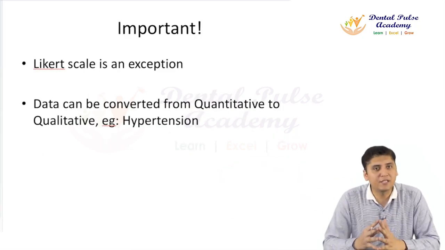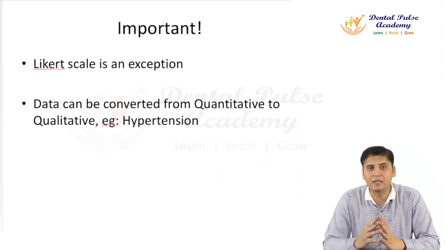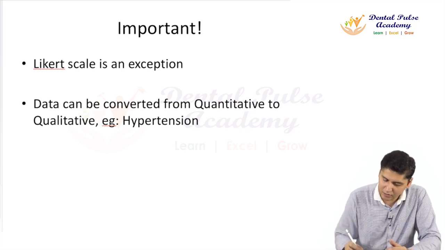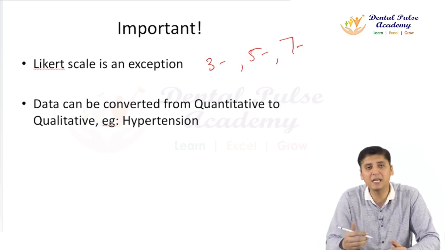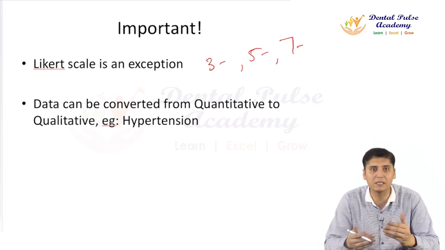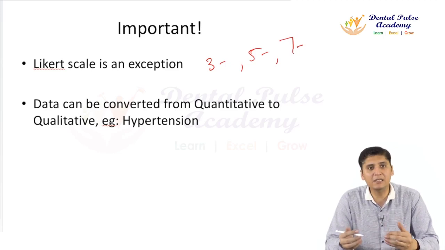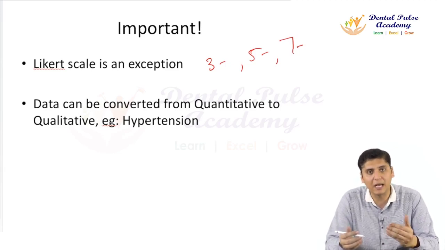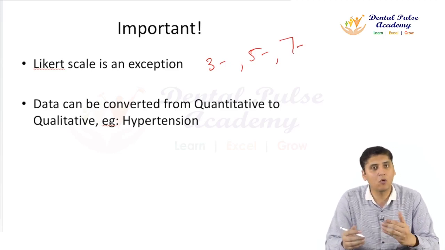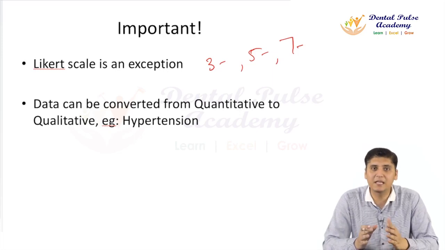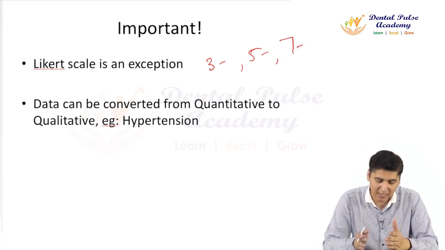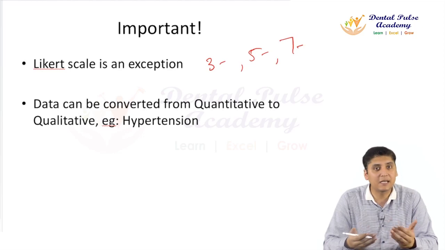Now, there is an exception which is called the Likert scale. Likert scale is a 3-point or a 5-point or a 7-point scale. Likert scale is mostly used as an expression of the respondent as to how he likes the intervention. Good, bad, okay, very good, very bad, in that way. But Likert scale is actually scored as discrete data, as quantitative data. So the Likert scale is an exception in that it is demonstrated as qualitative data, but it is calculated as quantitative data.